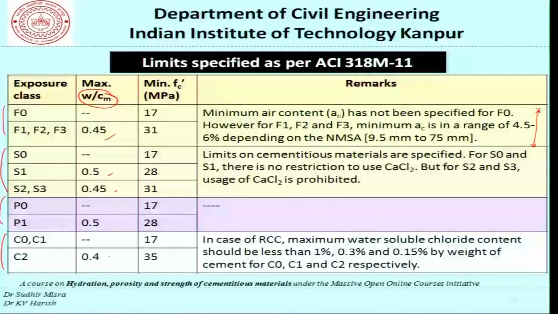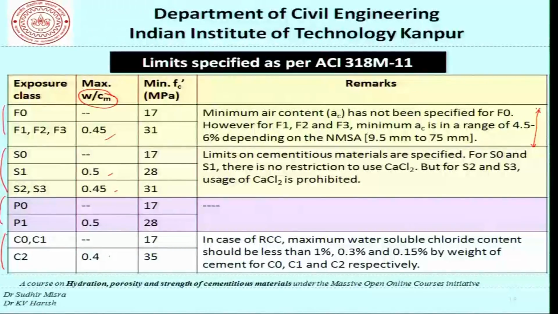For example, for F0, F1, F2, F3, the minimum air content has not been specified for F0. However, for F1, F2 and F3, the minimum air content is in the range of 4.5 to 6 depending on the nominal maximum size of aggregate from 9.5 to 75 mm. Similarly, in the case of sulfate attack, there is no limit on the cementitious material specified for S0 and S1.